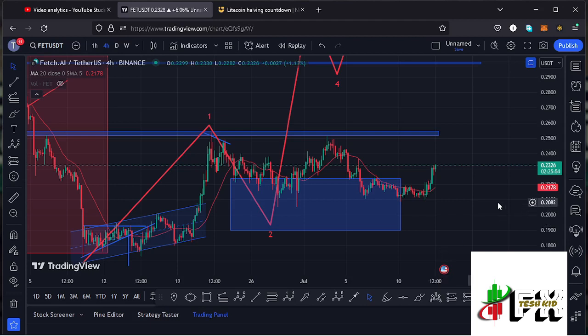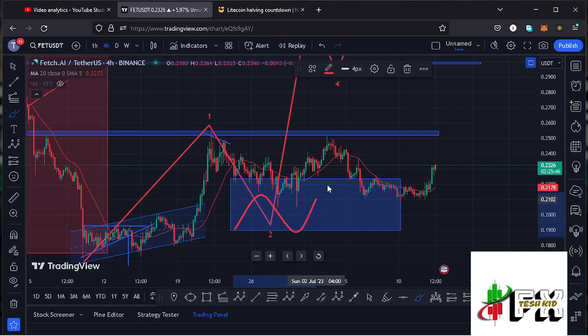And at the time of this recording, we are seeing a very nice reaction to a target area that I gave you in my previous videos, highlighted here on the charts using this blue target area, which was the minimum retracement area for this higher Elliot wave count 2. And you can see that Fetch AI has managed to break above the 20-day MA here on the 4-hour chart, which is now acting as support for us to continue gearing up.